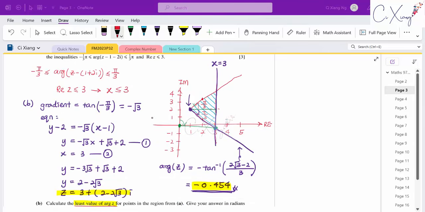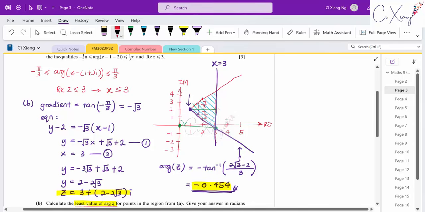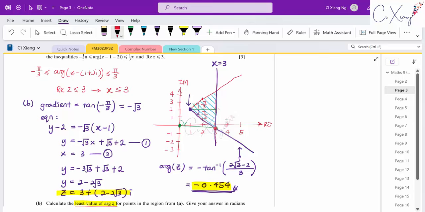Okay, so there's another suggestion for the solution for part B. If let's say you don't want to form the equation for the line and solve them simultaneously, another alternative method is you can use the ratio of the triangle to find out the coordinate of z. So again, this is the coordinate of z that we know. It has the smallest or the least value of argument, right? And I want to know the coordinate for this particular point.